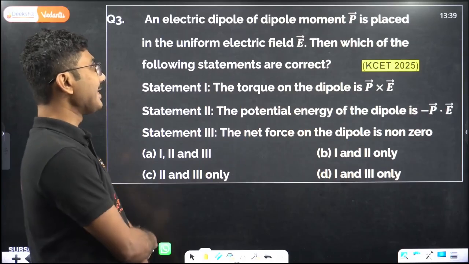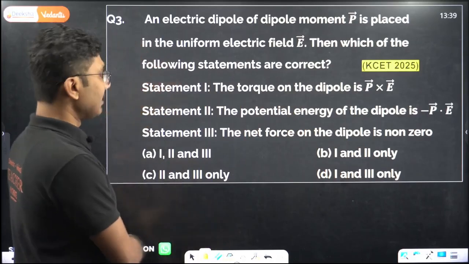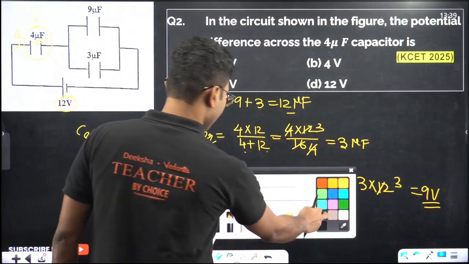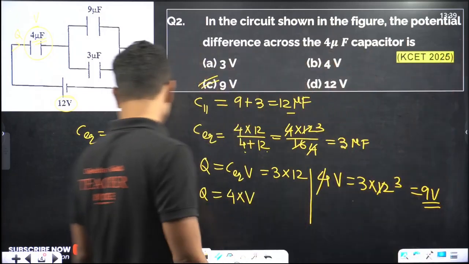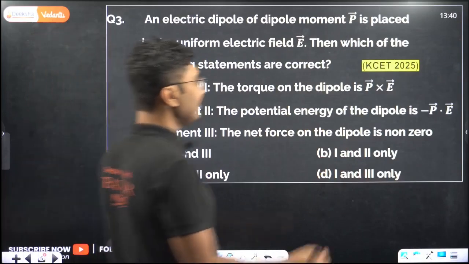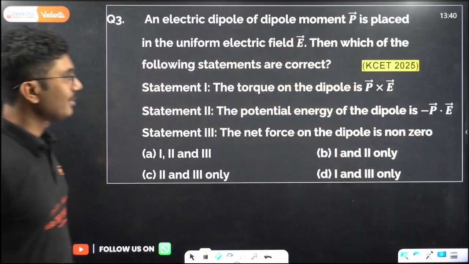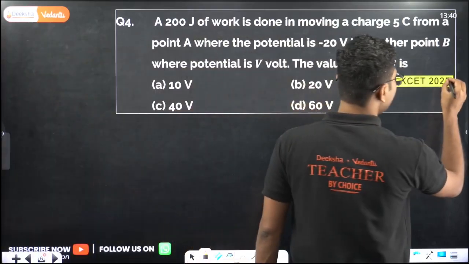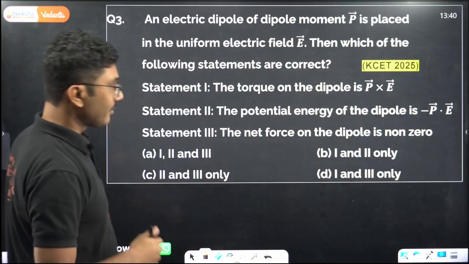An electric dipole of dipole moment P is placed. By the way, the previous question and this question both are from 2026. Sorry, I forgot to change the year. I was doing it manually when adding the questions, but I forgot to change the year. So both questions, in fact, the next question is also from 2026. So 4 questions came from this chapter. Okay, so now let's see this question.